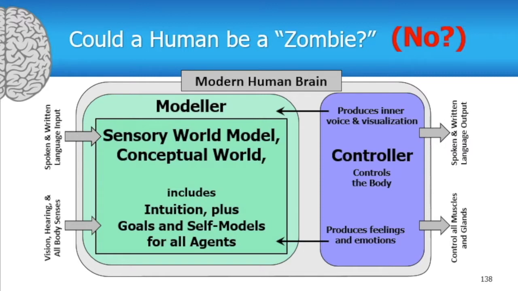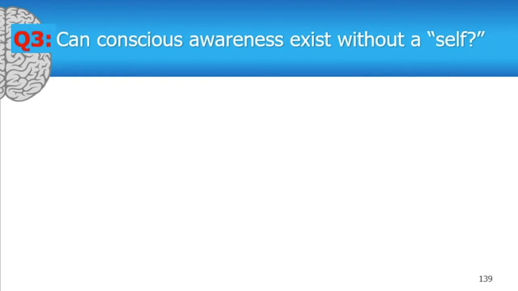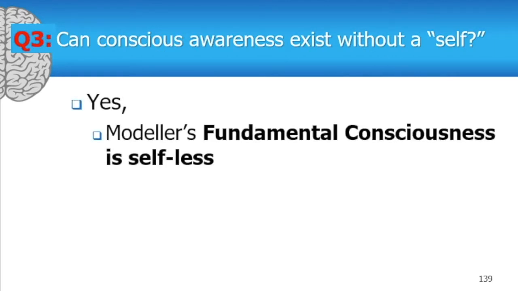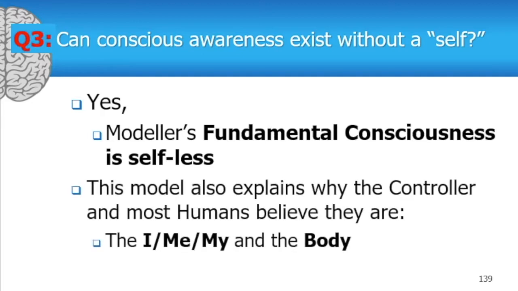Next, we have the question of can conscious awareness exist without a self? The answer is yes. The modeler's fundamental consciousness is selfless. This model also explains why the controller and most normal modern humans believe they are the I am I concept and the physical body, since that is what their self-model is in the abstract conceptual world model and in the sensory world model, respectively.